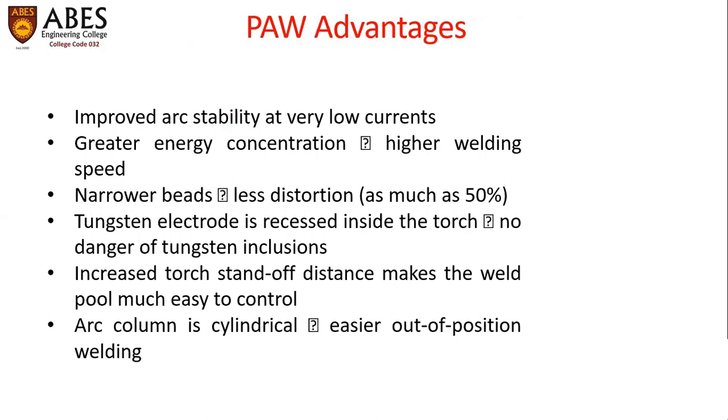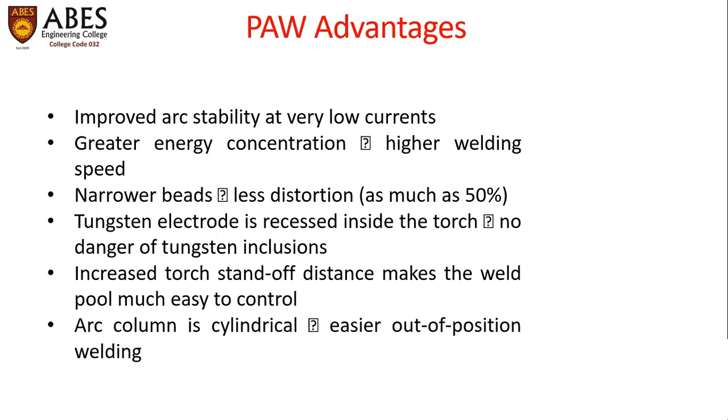Now we are going to discuss the advantages of PAW, or plasma arc welding. Plasma arc welding has improved arc stability at very low current. It has greater energy concentration and higher welding speed. It has narrower beads with less distortion, as much as about 50%.